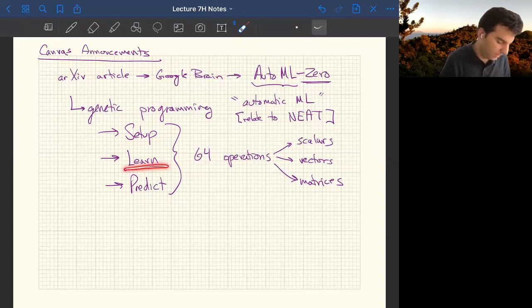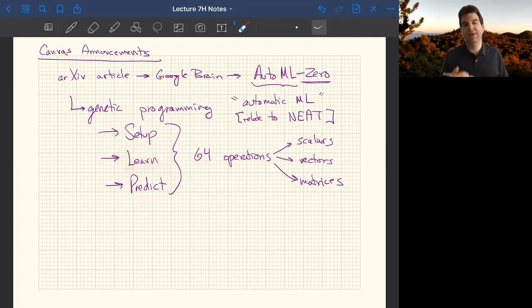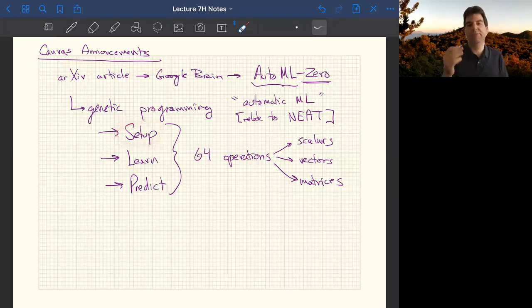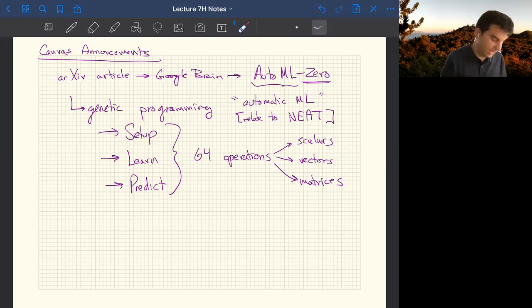Then learn is a set of functions which operate on the variables that were instantiated inside setup, so learn allows it to adjust those weights. And predict then runs the generated neural network, putting in a data set, and then it produces an output.